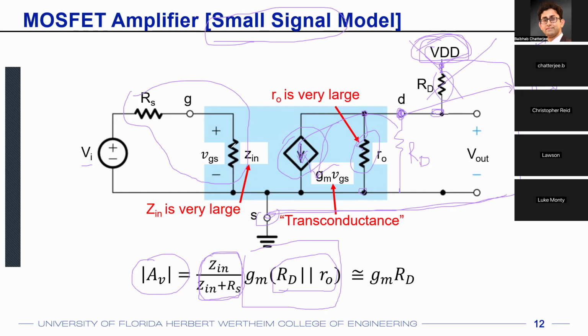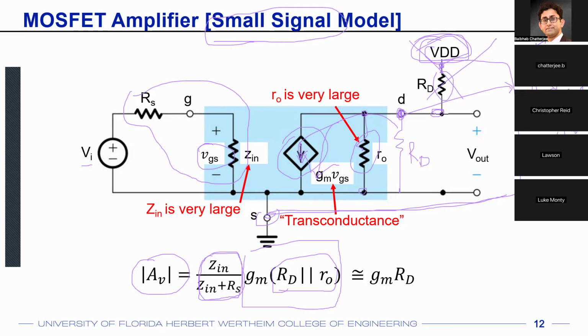Now VGS, which is here, is equal to minus gm times Zin divided by Zin plus RS. So I'm writing down the voltage division at the input side. So Zin divided by Zin plus RS times Vin, times RO in parallel with RD. Right? That's the entire equation. So that is Vout as a function of Vin.